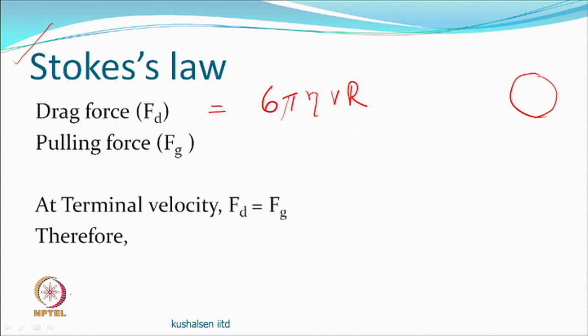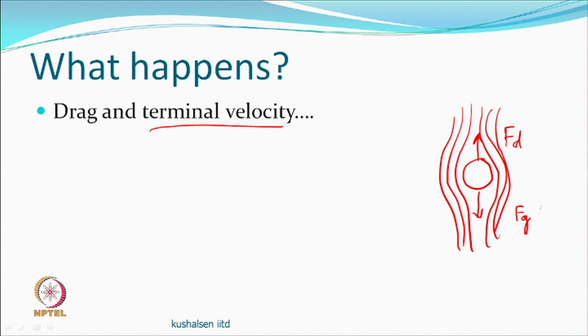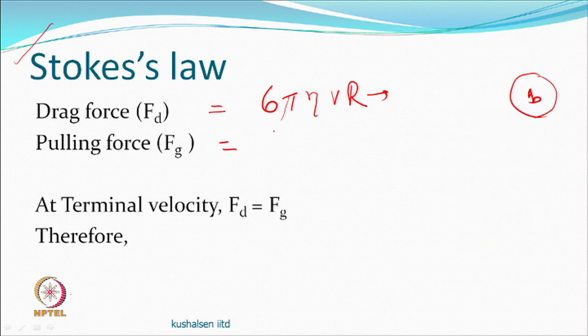So, you have a radius of the ball which you will be putting down, viscosity. So, this drag force will be more if the viscosity is more, and then the velocity with which it is moving is also related, and the radius. The pulling force which we talked about before, which is the one here, is related to the volume and density.